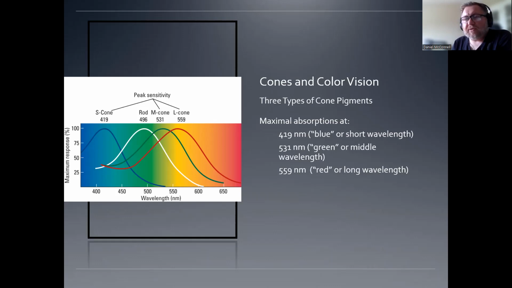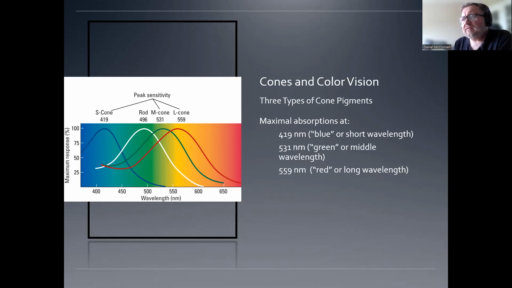And this also explains why the rods can't give us color, because there is no differential activation. Even though the rod has a peak response at 496, and it responds to a banding of wavelength there, it cannot encode that as color. Instead, it's only encoding it curiously as brightness levels, right?